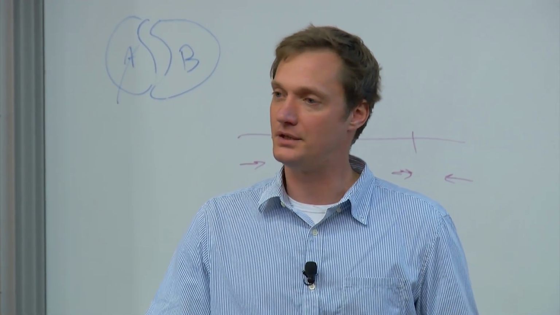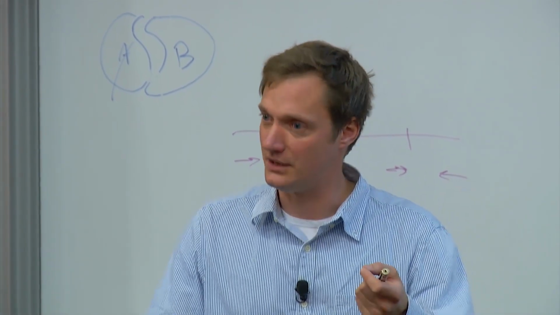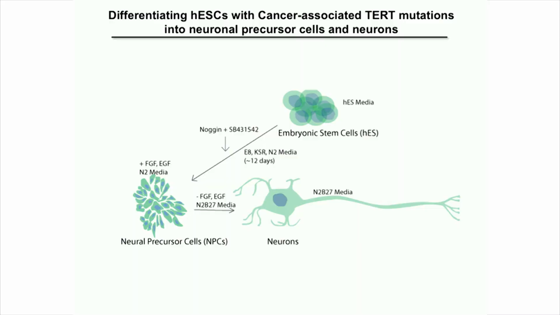And so we decided to follow up on this by differentiating these TERT promoter mutation containing human pluripotent stem cells into neuronal precursors, which are abbreviated NPCs. These neuronal precursors, which have low levels of telomerase activity, are an adult stem cell-like cell type and can be further differentiated into neurons that are then fully telomerase negative.